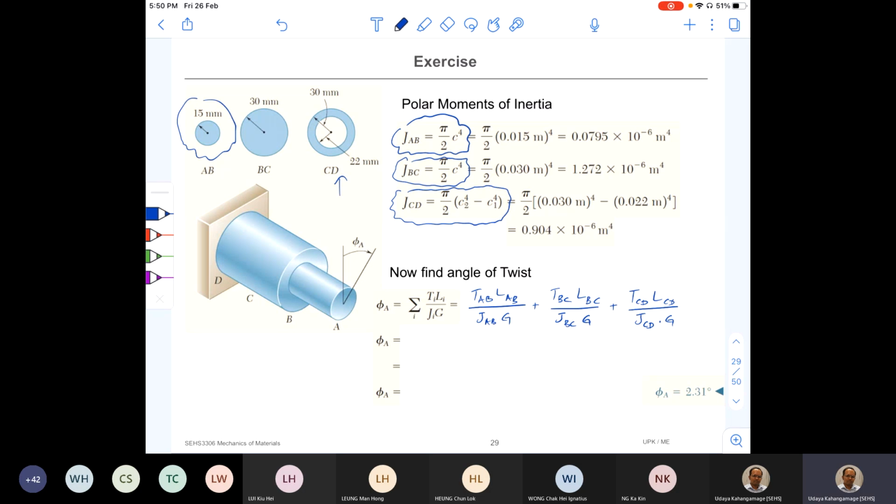I got the answer as 0.0403 radians. This is my answer. So you do the calculation and see whether you can get the same answer. And once you convert this answer into degrees, that is the final answer. See whether you can get this answer as well. I leave that part for you. Okay, any questions?